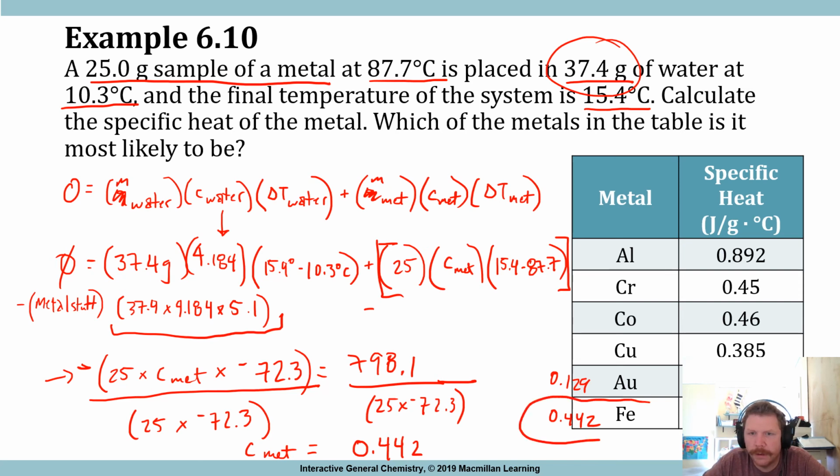And lo and behold, there's the heat capacity for iron. So what we have here is one thing cools down while the other heats up. That metal dropped 72 degrees. The water only went up 5 degrees. Why is that? If you compare the specific heat capacities, water took a lot of energy going from that metal to that water to get it to change 5 degrees. Water has a very high heat capacity, which is illustrated here.